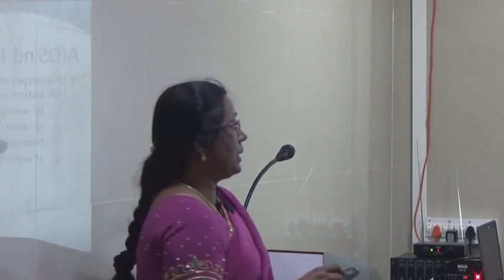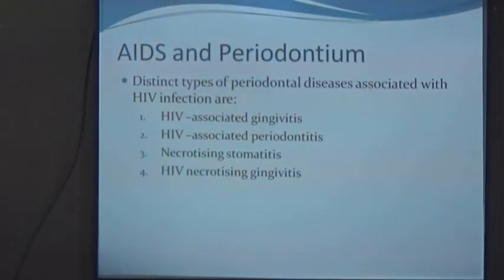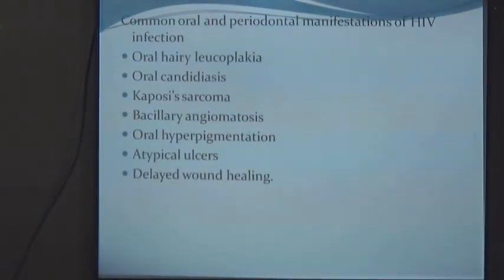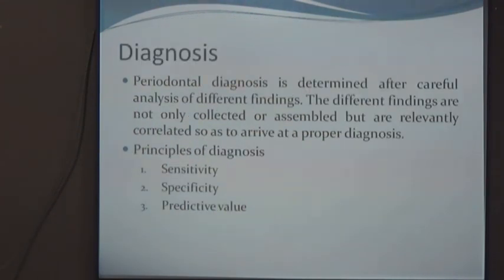AIDS and the periodontium: distinct types of periodontal diseases associated with HIV infection are HIV associated gingivitis, HIV associated periodontitis, and HIV necrotizing stomatitis. In that, the common oral periodontal manifestation from the dental point of view, where we are going to give more importance, is atypical ulcers and delayed wound healing.